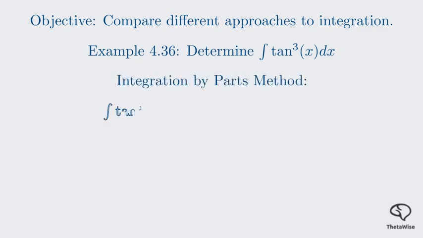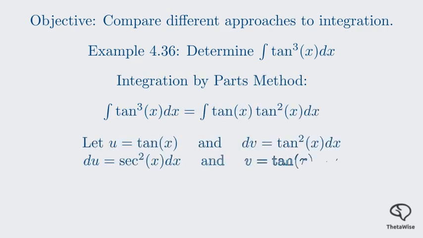We split tangent cubed into tangent of x times tangent squared of x. Here we choose u equals tan of x and dv equals tan squared of x dx. Differentiating u is easy, but integrating dv gives us tan x, which is a bit messy. Applying the formula and simplifying leads to a complex expression that still contains another integral, x sec^2 x dx. This requires us to use integration by parts again, just for that part. It's a solvable method, but it's clearly very cumbersome.